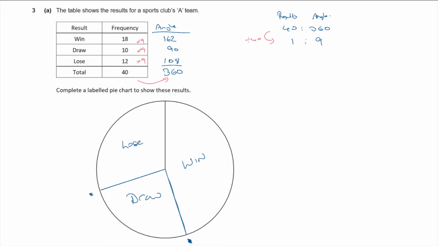Okay, so when you're drawing a pie chart, the most important thing is getting those angles right at the top. So most of the marks will come from this table part up here, working out the 3 angles. And then you'll get a mark or 2 for actually drawing it. Don't forget to label your pie chart at the end. If you don't put the win, draw, and loss in there, then you're going to lose a mark for sure.